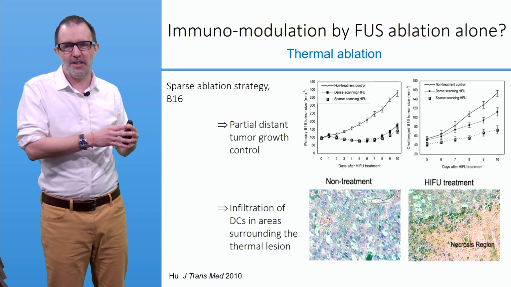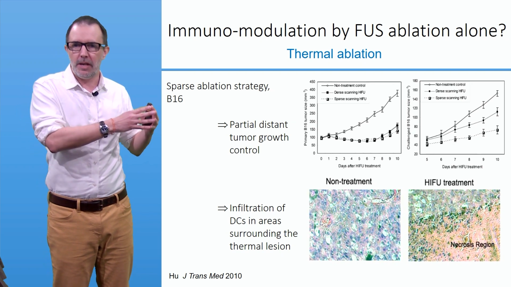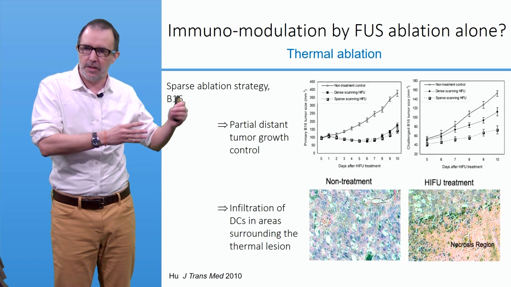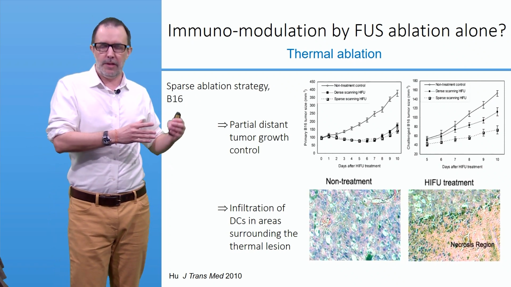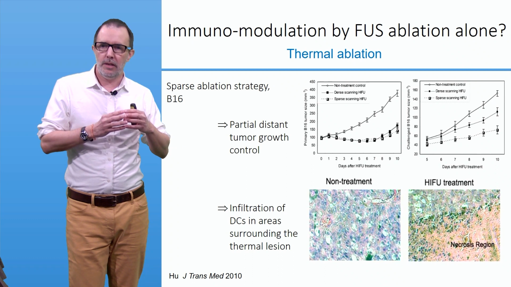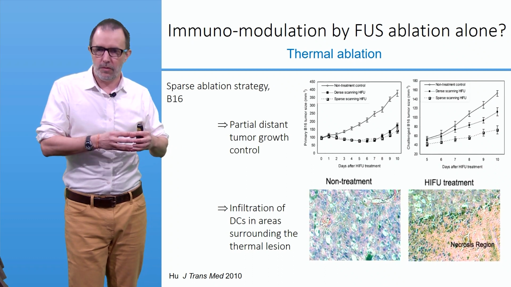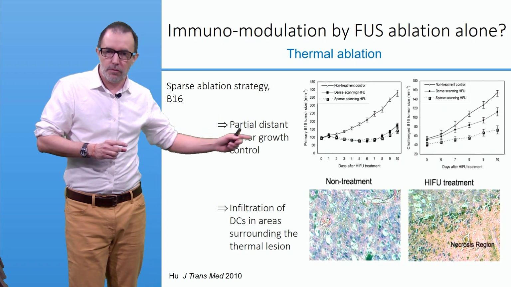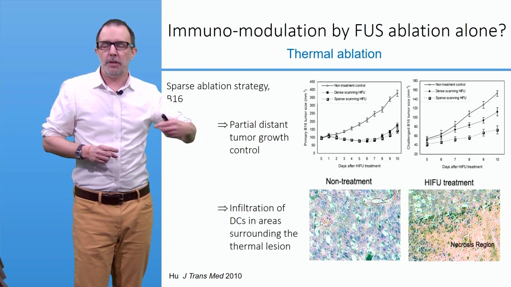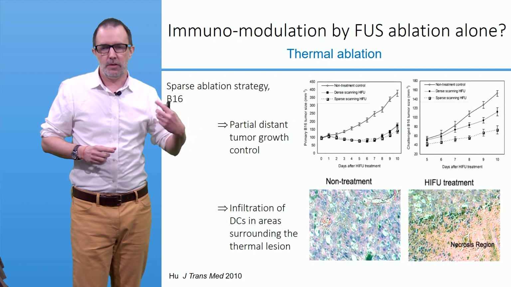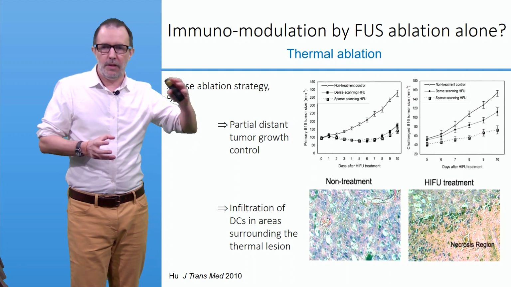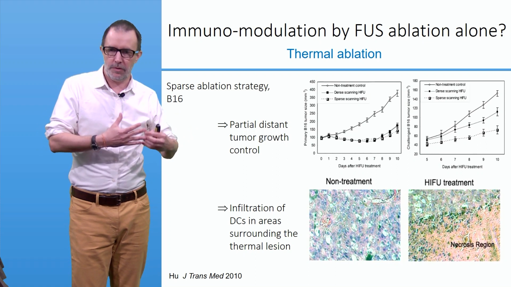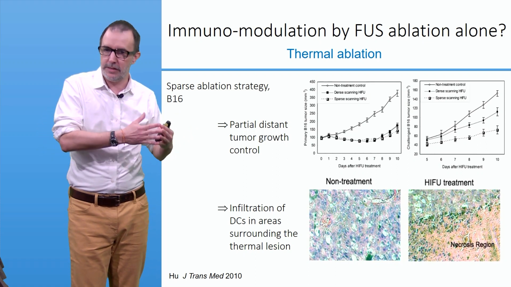This first one is thermal ablation. This is a melanoma model treated with a sparse thermal ablation strategy. And what was observed is that you could have not only a tumor growth control of the treated tumor, but also a partial distant tumor growth control. This is very important because it suggests that you can treat at one site and have an effect at a distant site, so you're able to generate a response that is not only local, but also systemic.